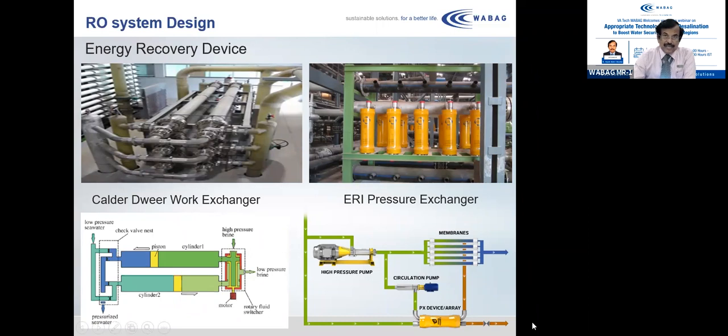This made the specific power consumption of the RO plants come down drastically, and nowadays we are able to operate the plants in the range of 3 to 3.5 kilowatt hour per meter cube.